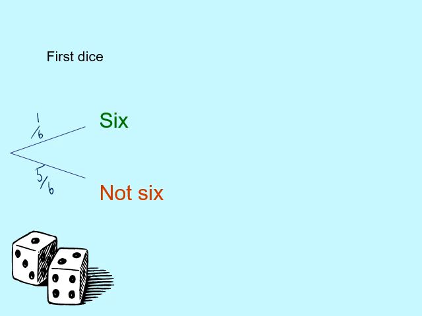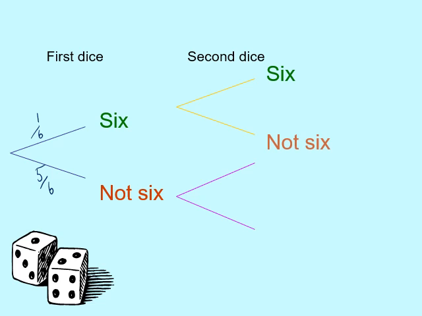Now, if we are on this top branch up here, there are two things that could happen on our second dice. We could get a 6 or we could not get a 6. Same thing down here. So we're going to draw in those branches now and have a look at what this looks like. So drawing those branches for our second dice, we've got a 6 or not a 6. We've got a 6 or not a 6.